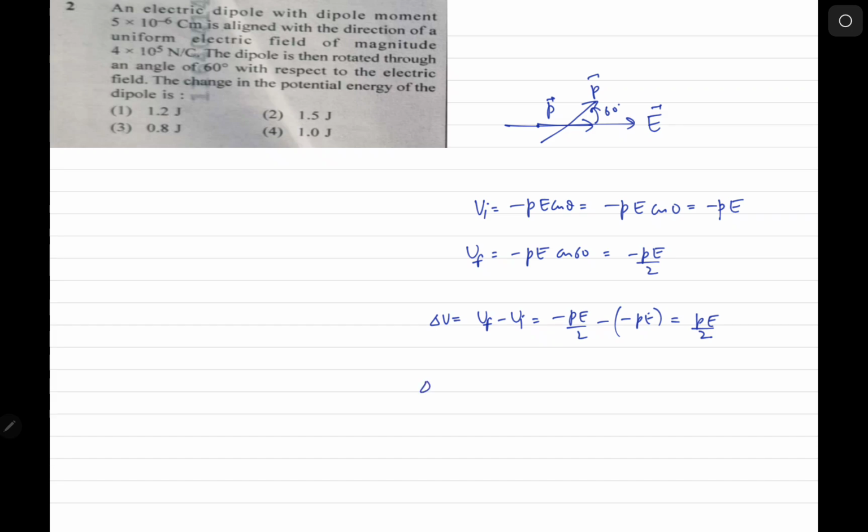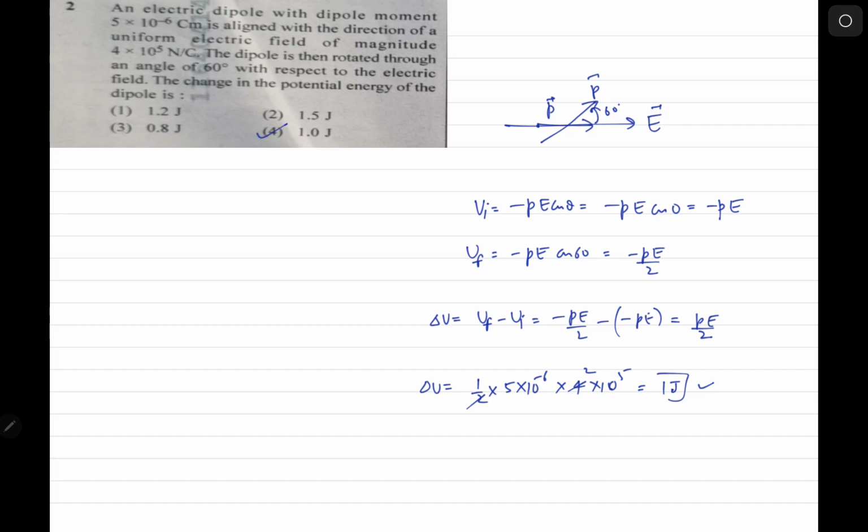Now put the values here. Delta U is equal to 1 by 2 into P, which is 5 into 10 to the power minus 6, into the electric field, which is 4 into 10 to the power 5. So cancel here, and it will come as 1 joule. And that is the fourth option.